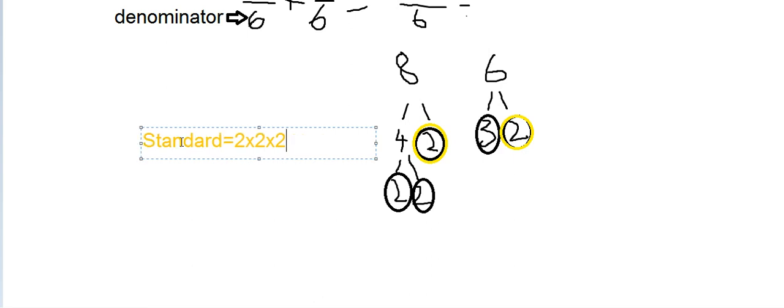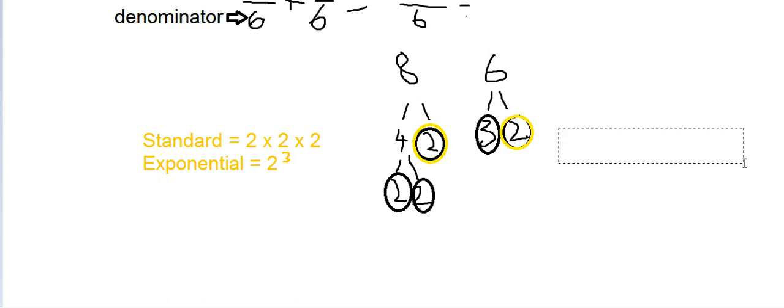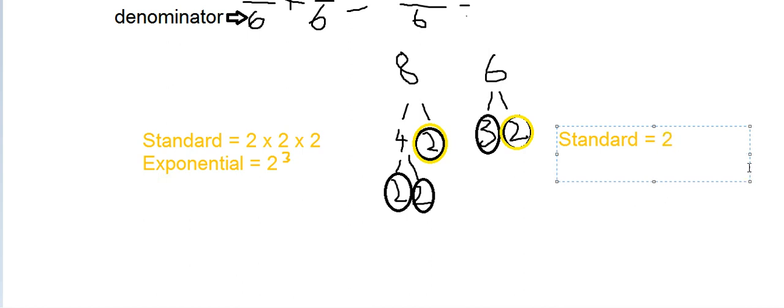Two times two times two equals 8. Let me space it out a little bit so that this will be clearer. In the exponential form, that is 2 cubed, or 2 to the power of 3. I'm just using the brush with my little tiny 3 on top. That's the exponential form, so we'll use the exponents. Do the same thing for 6. So for 6, the prime factorization of 6 is 2 times 3.